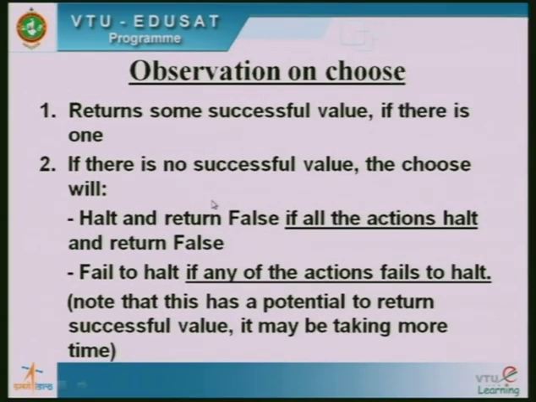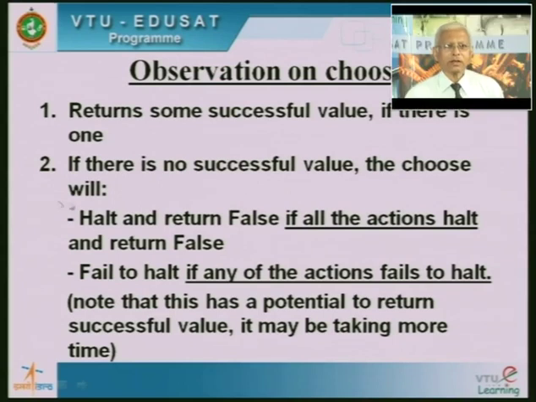The observation on choose is a very important one. Return some successful value if there is one. That means if any one of the actions is true, or all are true, then when it completes it will return 1. If there is no successful value, the choose will halt and return false. Okay. If all the actions are completed and halt and return false.